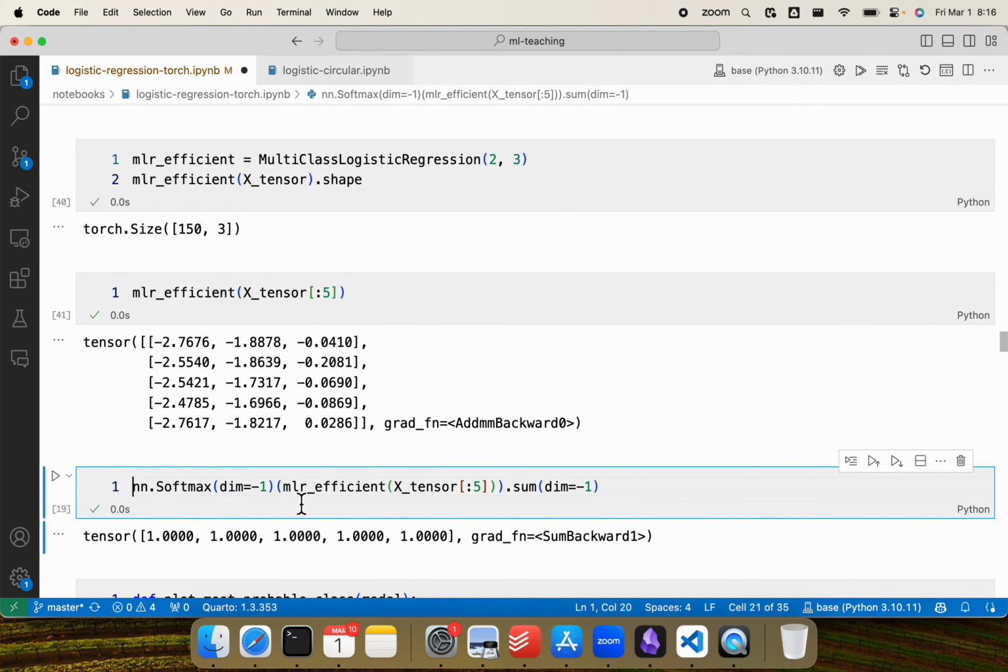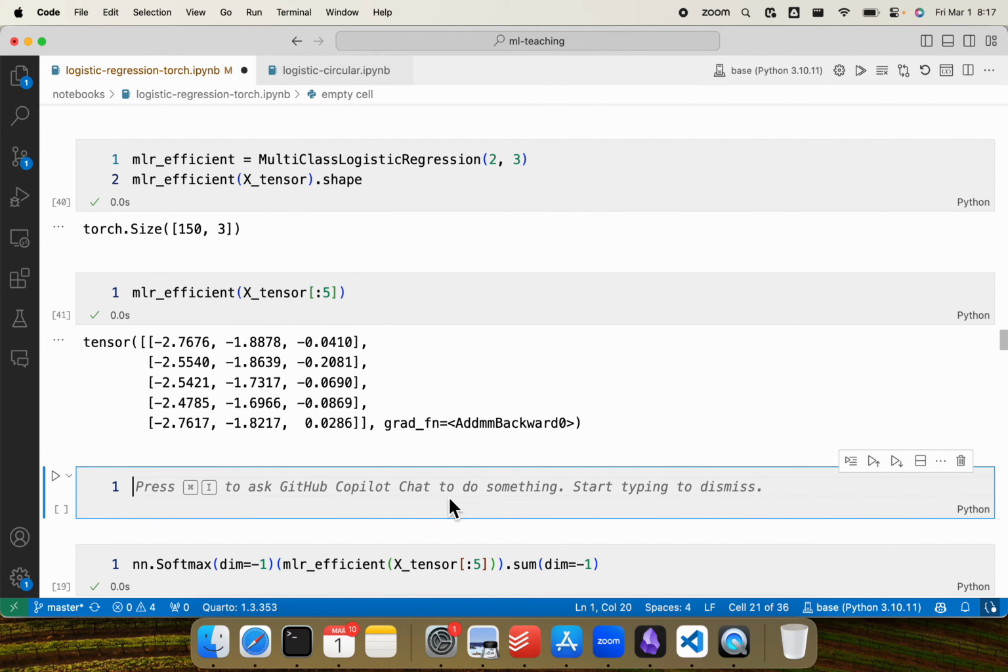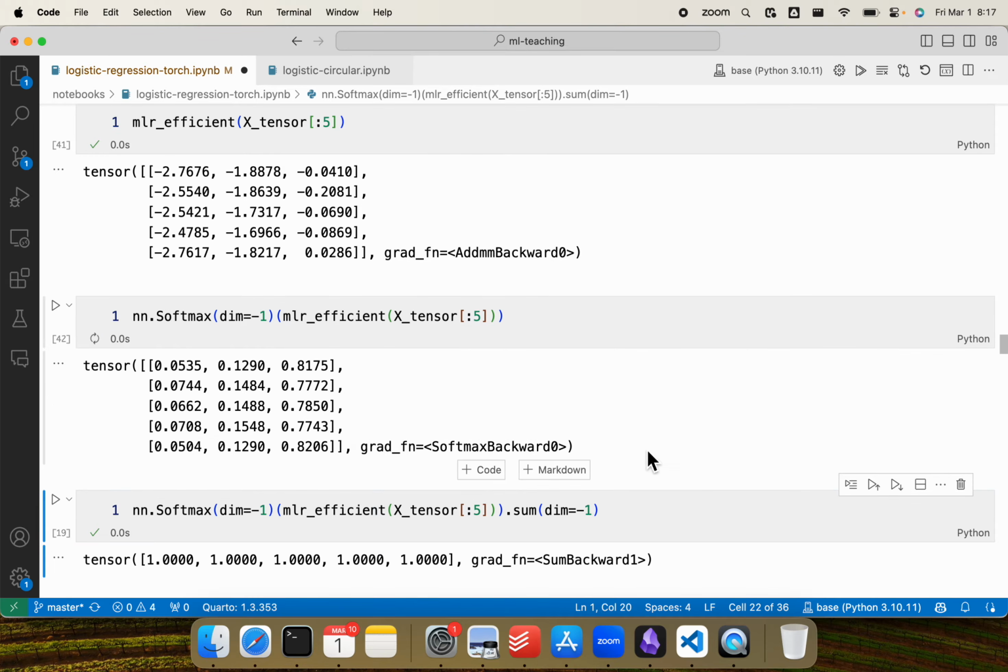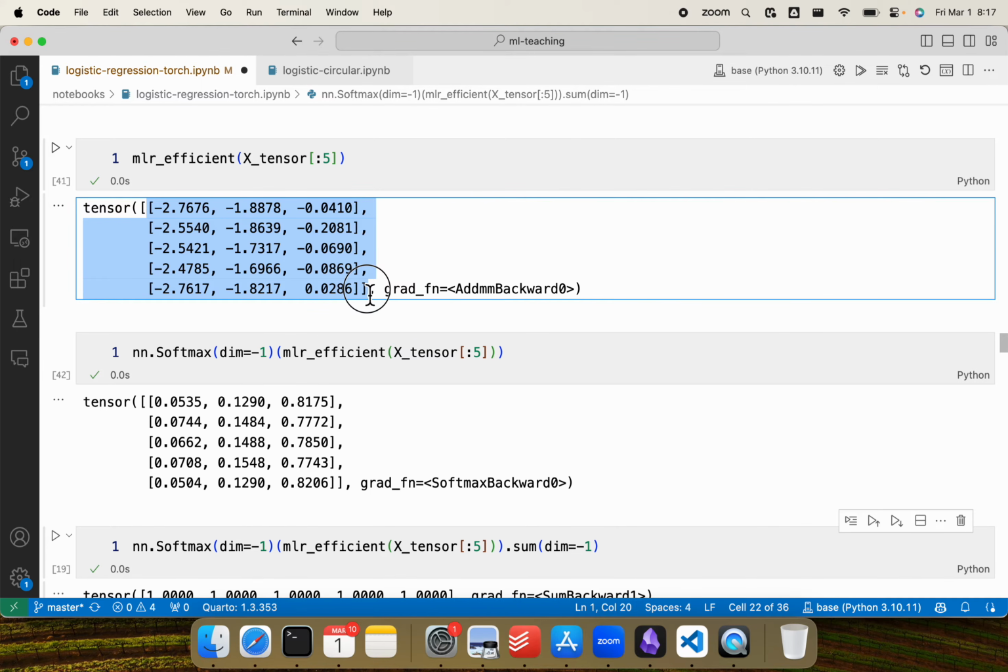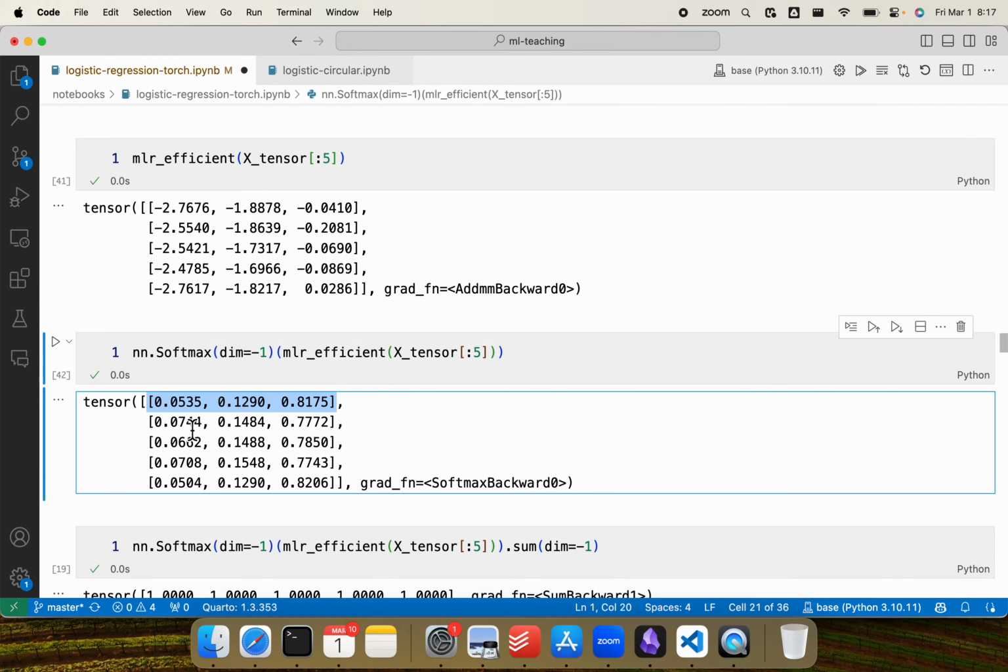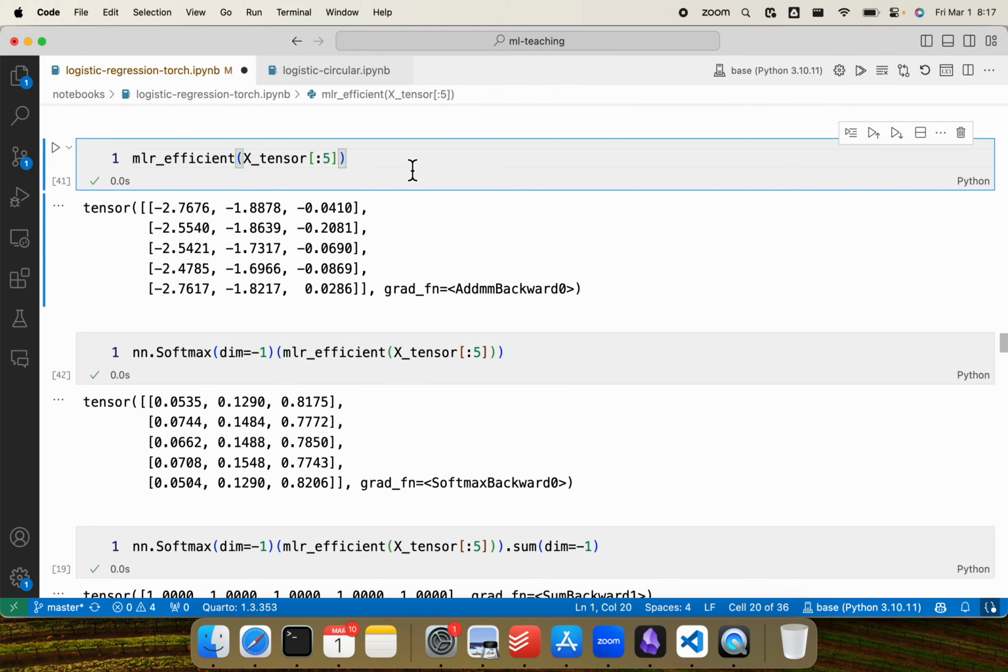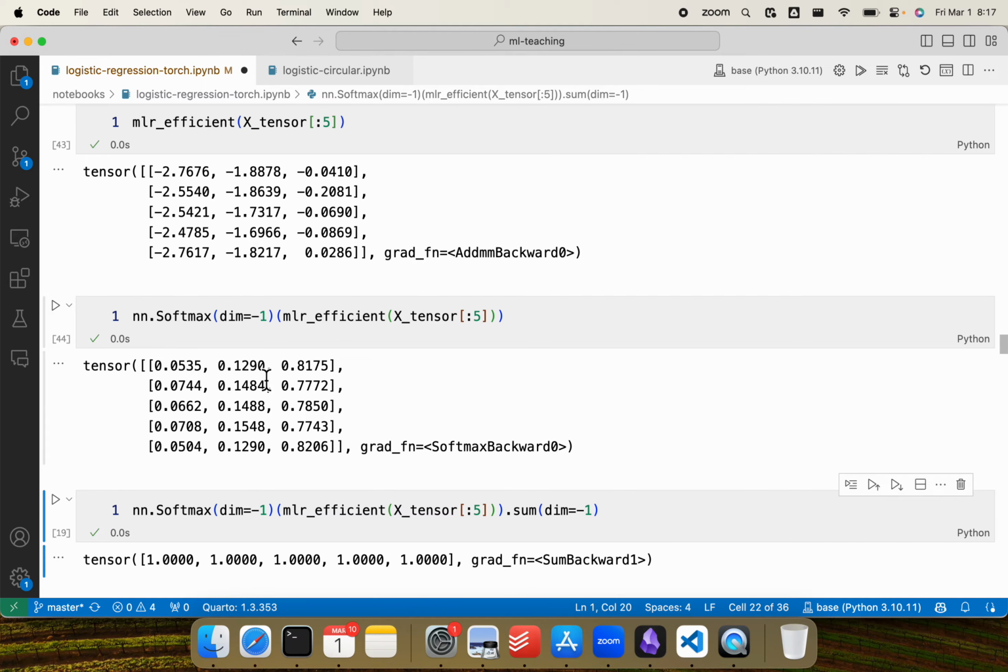So I create a softmax object. I pass them through and show the output. Now when I pass this 5 comma 3 matrix via the softmax operator, you notice that for each of the records, each row, the softmax is done separately, and these numbers now sum up to 1.